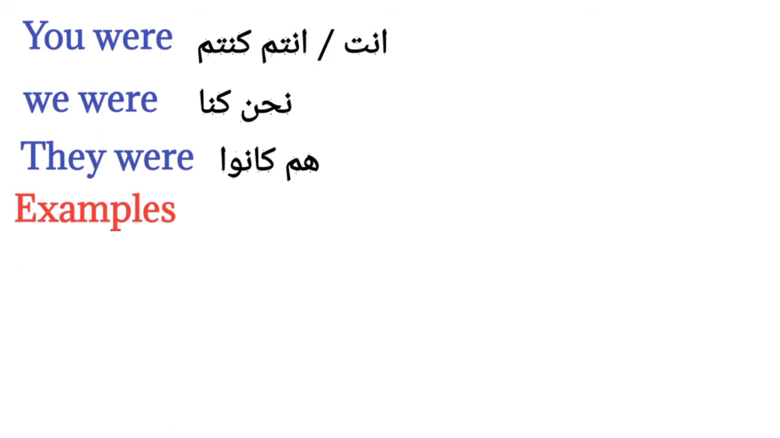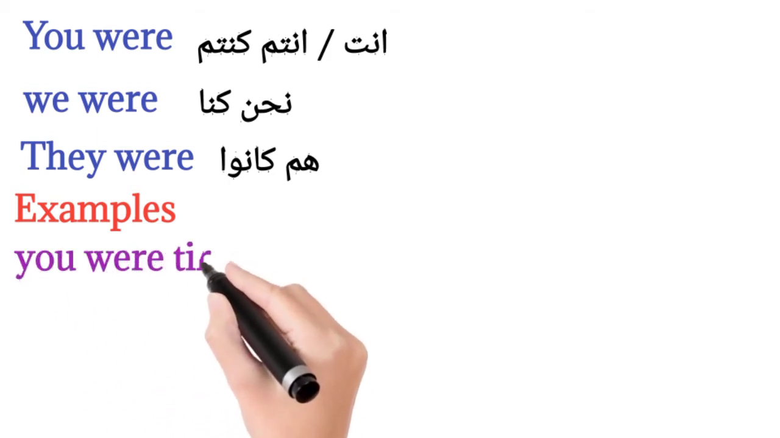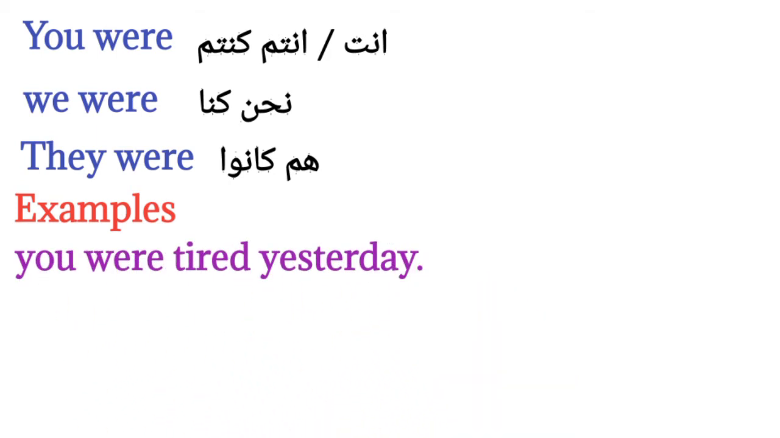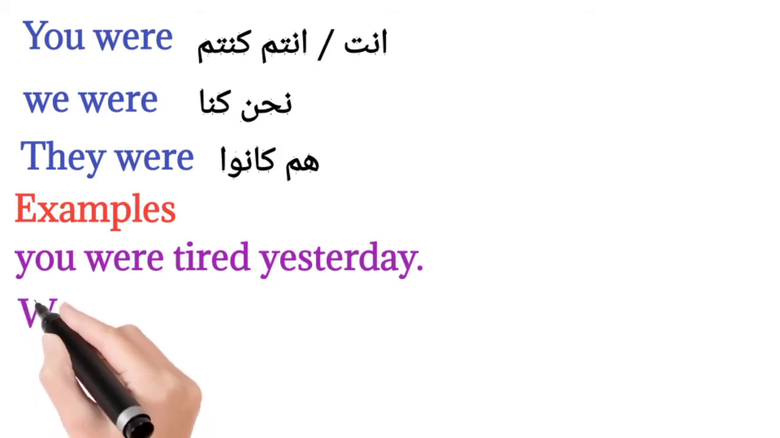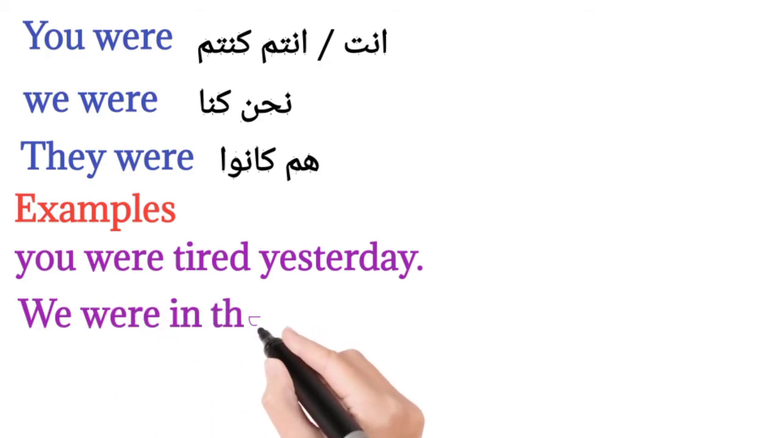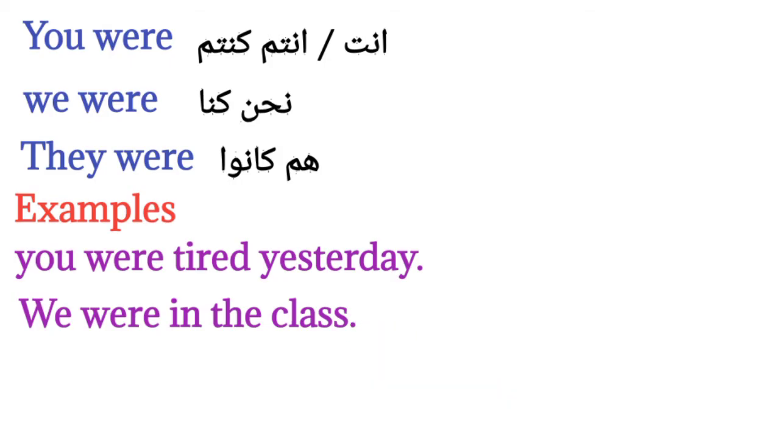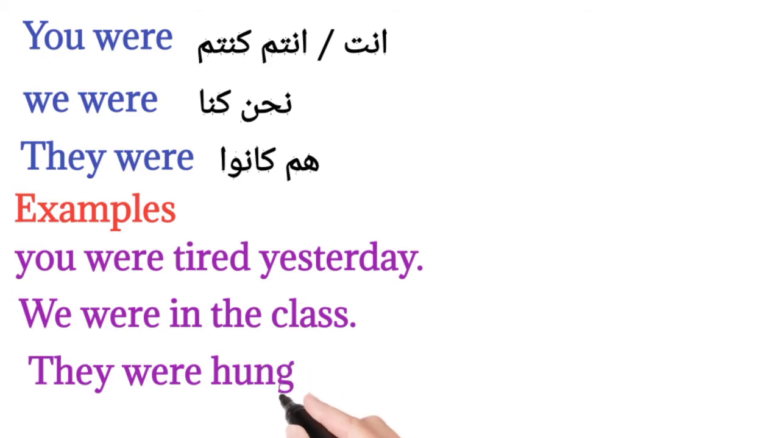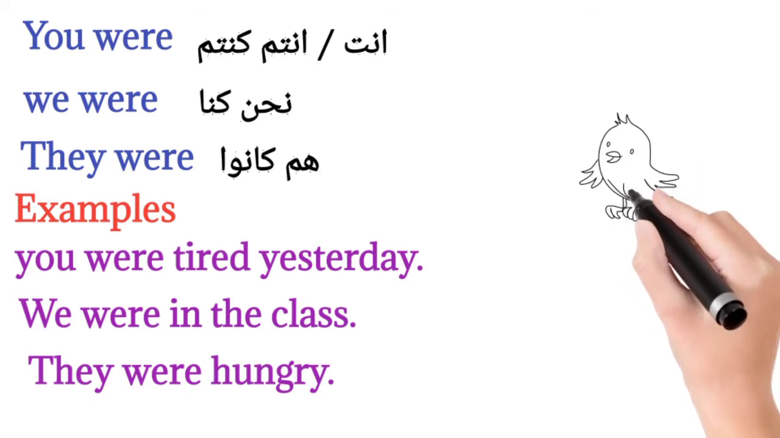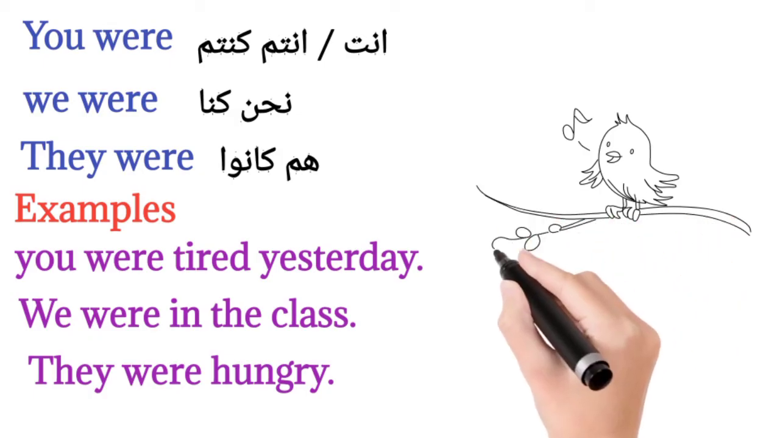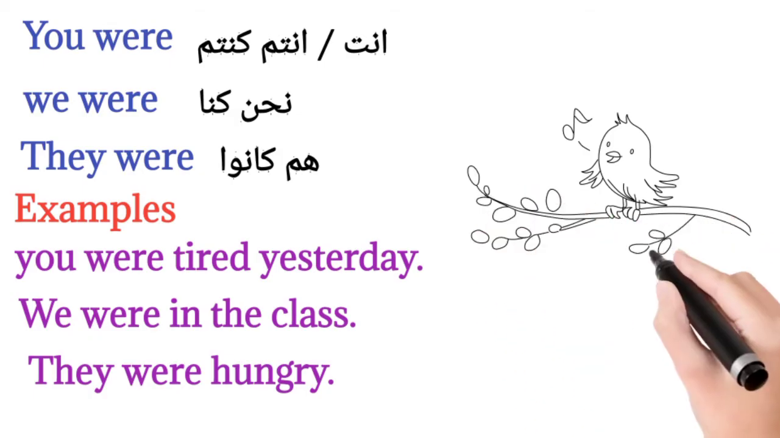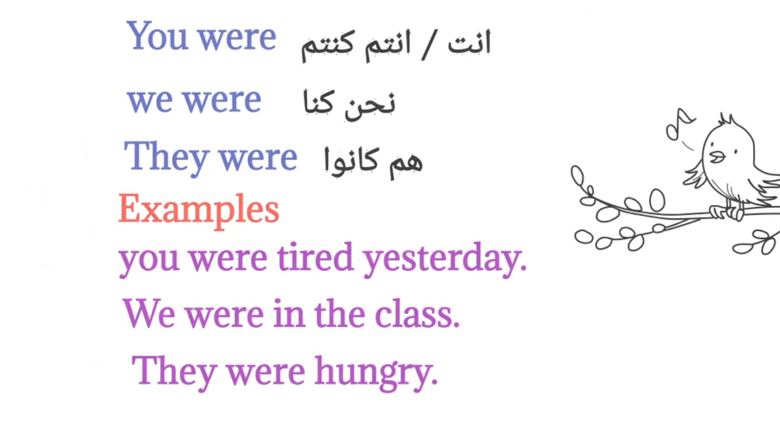Examples: You were tired yesterday. أنت كنت متعب أمس. We were in the class. نحن كنا في الفصل. They were hungry. هم كانوا جائعين. Was or were: helping verbs and main verbs in the sentences in the past tense.